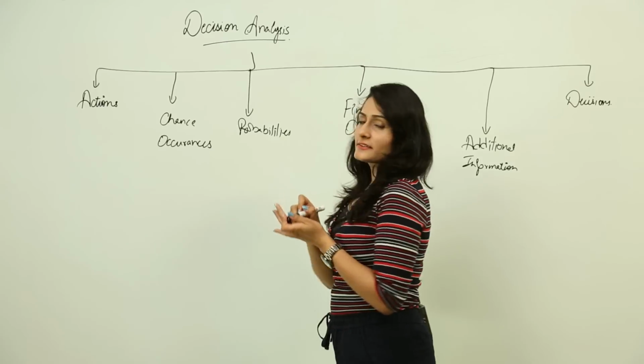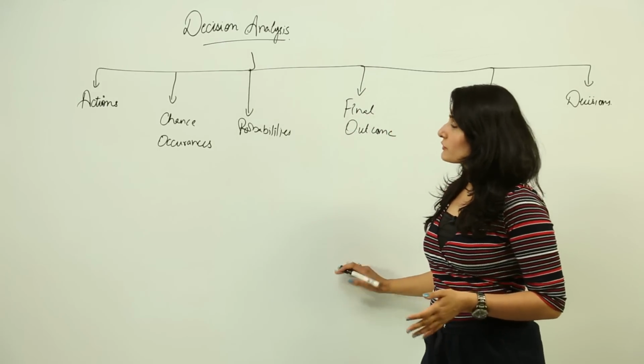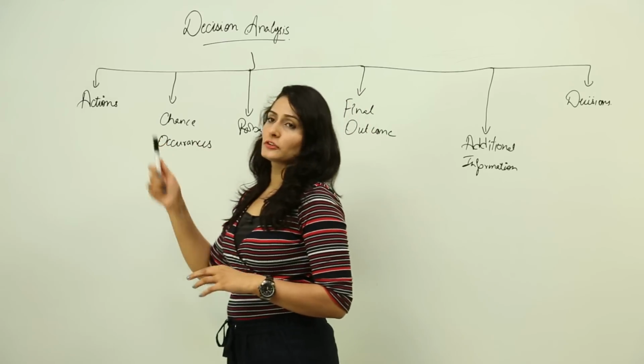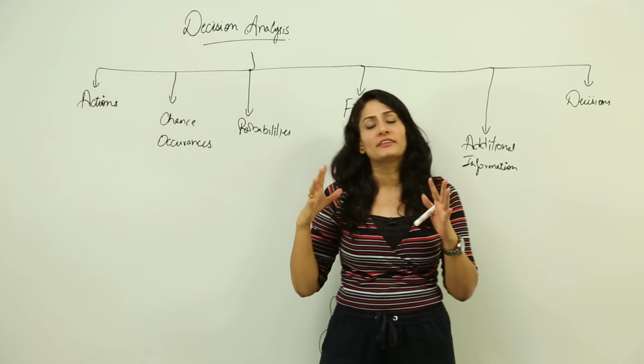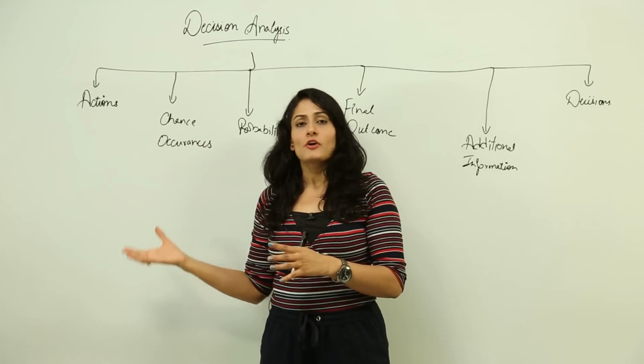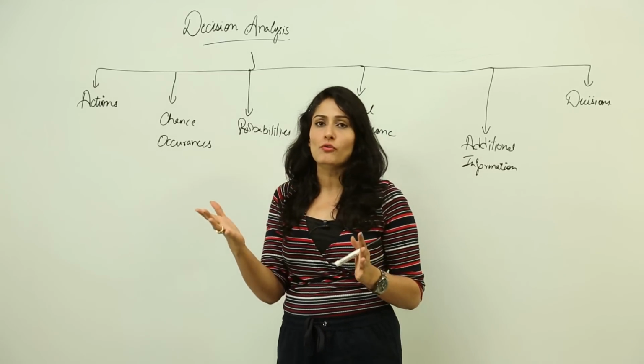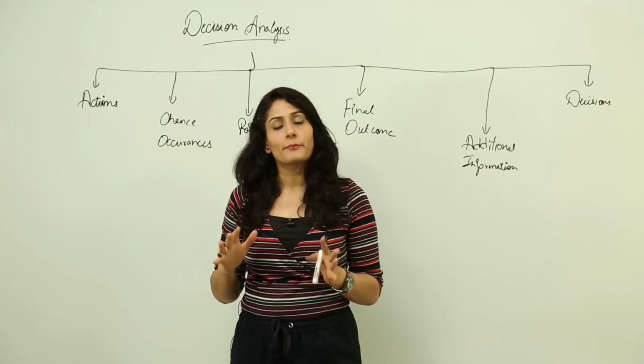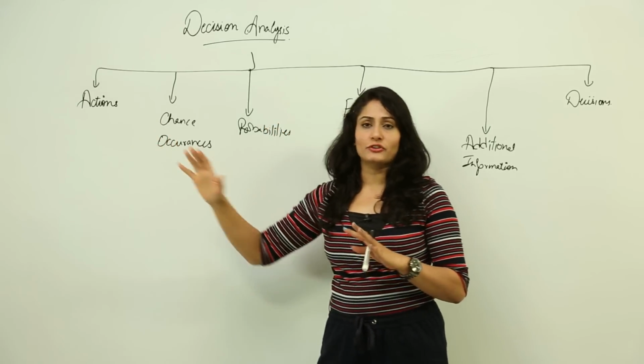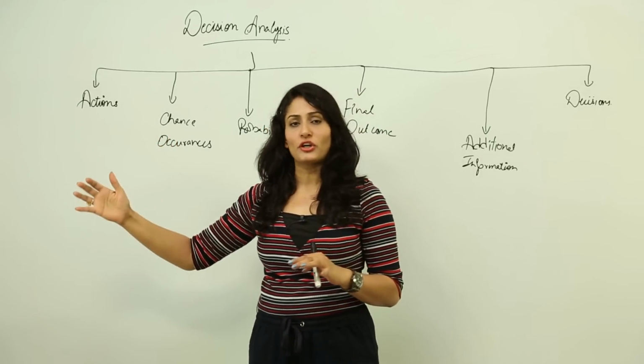So let's try and understand each of these components. The first one is action. Action is any step we take to reach our final outcome. In the example which I chose, the action was to salt the roads to reduce the ice buildup. So that's an action, that is, whatever steps we take to reach our goal.